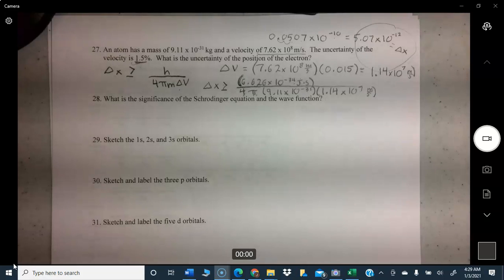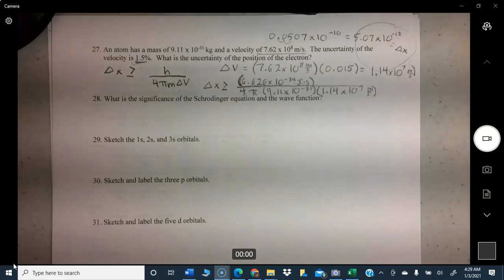So what is the significance of the Schrodinger equation and the wave function? The significance of the Schrodinger equation is that it gives the equations, and you've never seen what they look like. You don't need to see them. It gives the equations that describe the orbitals, the shape of the orbitals. That the s orbitals are spherical, that the p orbitals have that dumbbell or potato shape, and that there's 3 of them, and that they each have 2 lobes to them. That the d orbitals, there's 5 different d orbitals, and it describes their shape. So that's the significance of Schrodinger's equation.